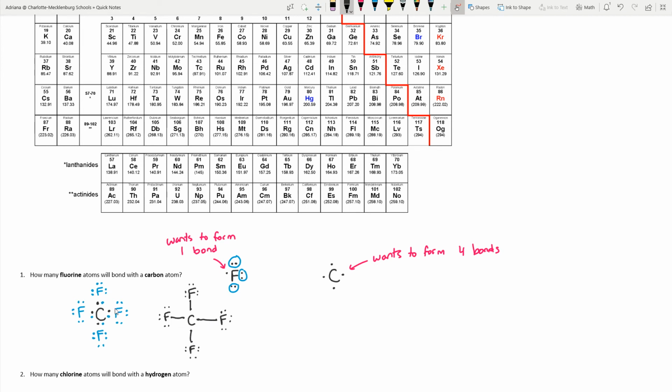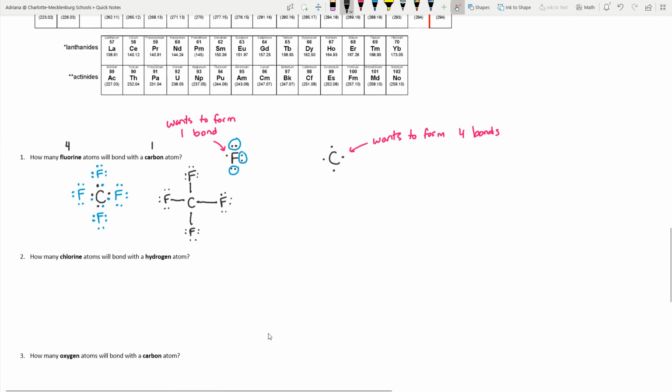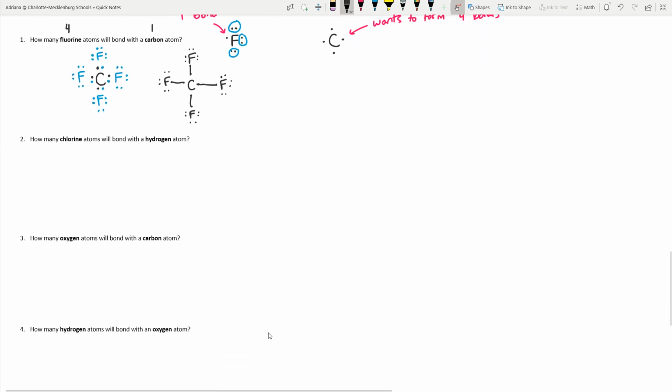These are called single bonds, right? Both of these pictures represent single bonds. Remember that one line, one single bond, represents the pair of electrons that are being shared. So we answered fluorine. There are 4 fluorine atoms for one carbon atom in order for all of them to be happy. Let's do another couple of examples just to make sure we're really confident.